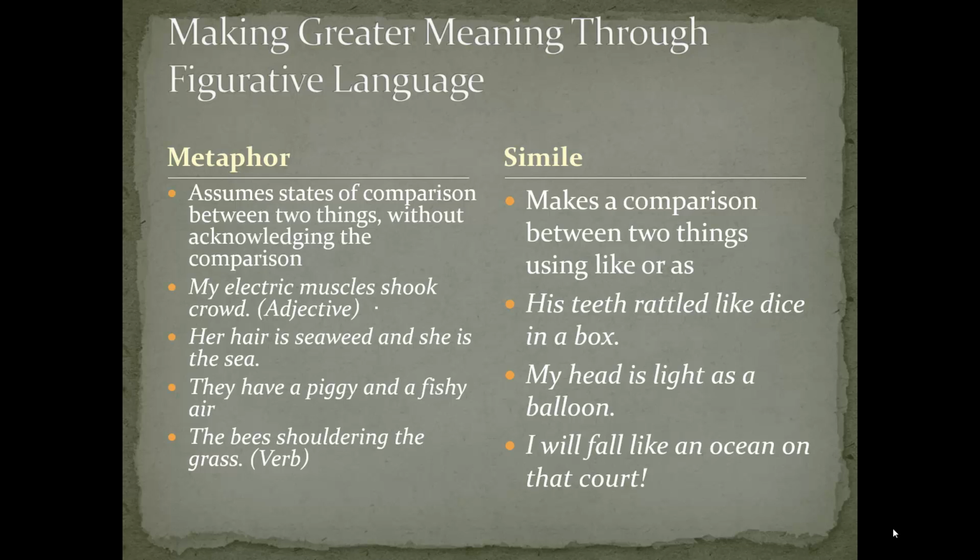Simile makes a comparison between the two things in the same way that a metaphor does, but with the word like or as inserted. And it's less drastic. The metaphor makes the reader work harder than the simile. His teeth rattled like dice in a box. My head is light as a balloon. I will fall like an ocean on that court.